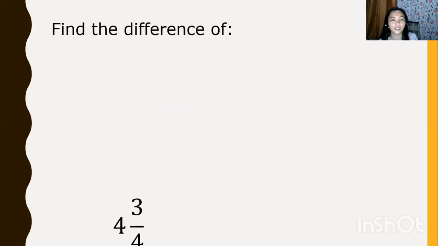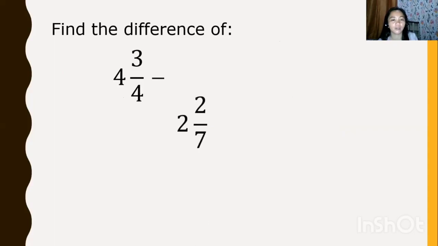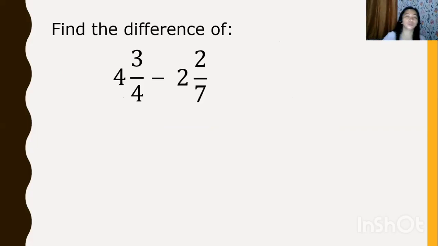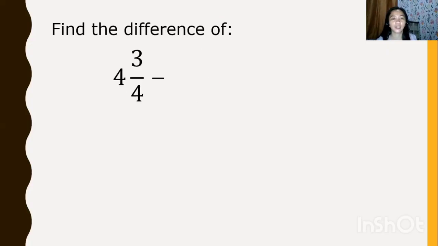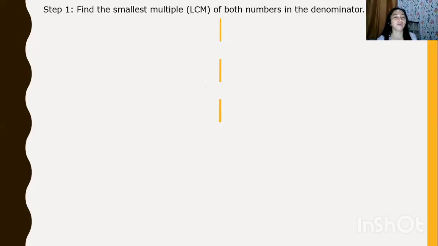Okay, next example. Find the difference of 4 3/4 minus 2 2/7. We have here mixed numbers. The same as with addition, when we are going to subtract mixed numbers, just subtract the whole numbers and the fractions. Now let us find out how to subtract mixed numbers.